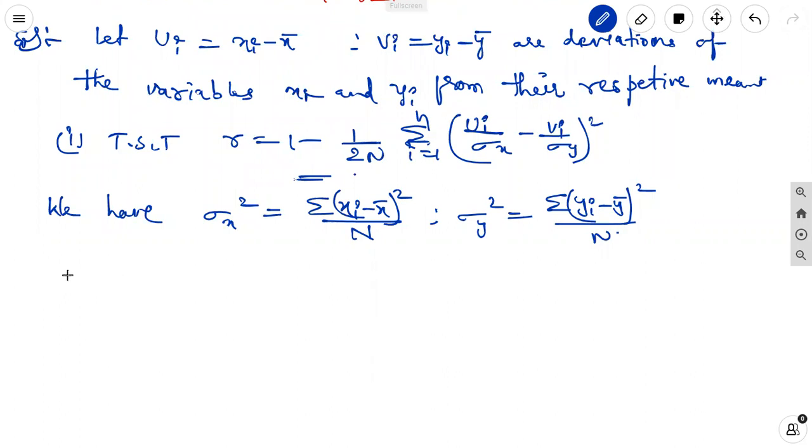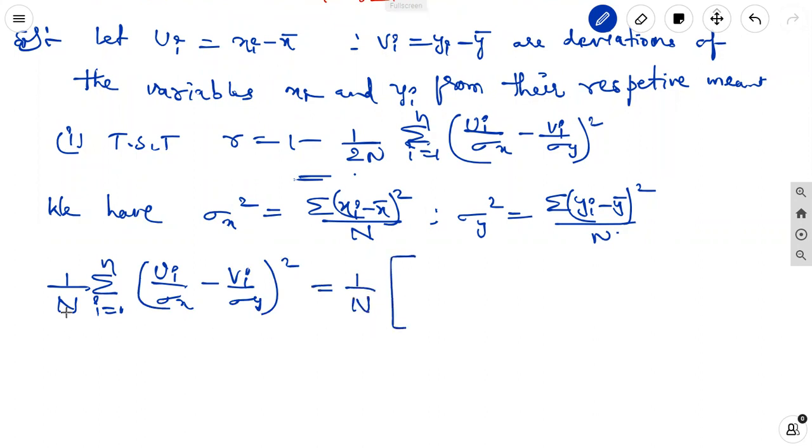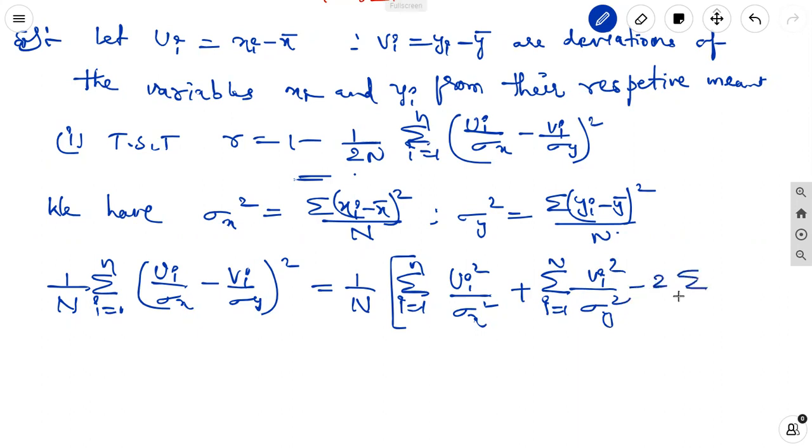Okay, first we take 1 by N summation i equal to 1 to N (ui by sigma x minus vi by sigma y) whole square. It is equal to 1 by N common for that. It is (a minus b) whole square, that is a square plus b square minus 2ab: summation i equal to 1 to N ui square by sigma x square plus summation i equal to 1 to N vi square by sigma y square minus 2 summation i equal to 1 to N ui vi by sigma x sigma y. Okay, that is 2ab. For the 2, the summation is there; I wrote only the common.